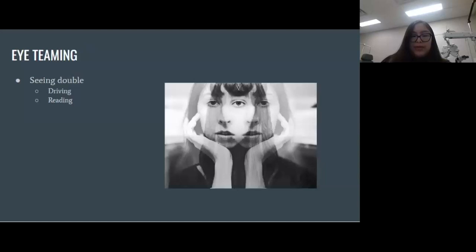Eye teaming is important to keep images single. So if you're seeing double, it'll become hard to drive. It'll become hard to read. It'll become hard to see faces.